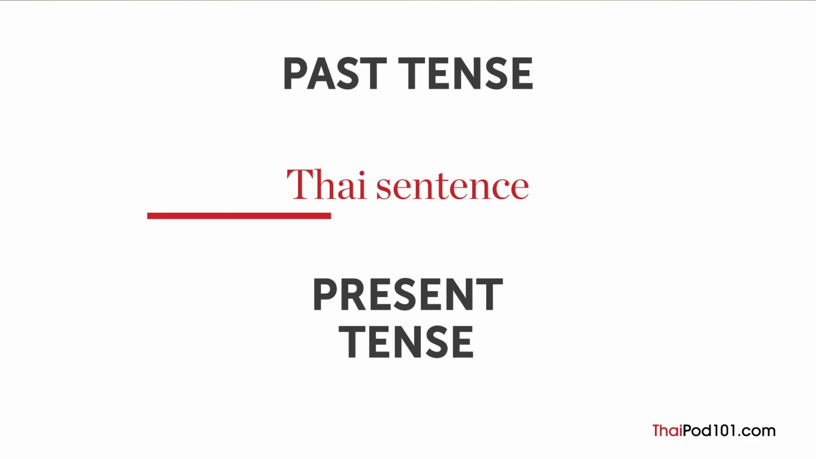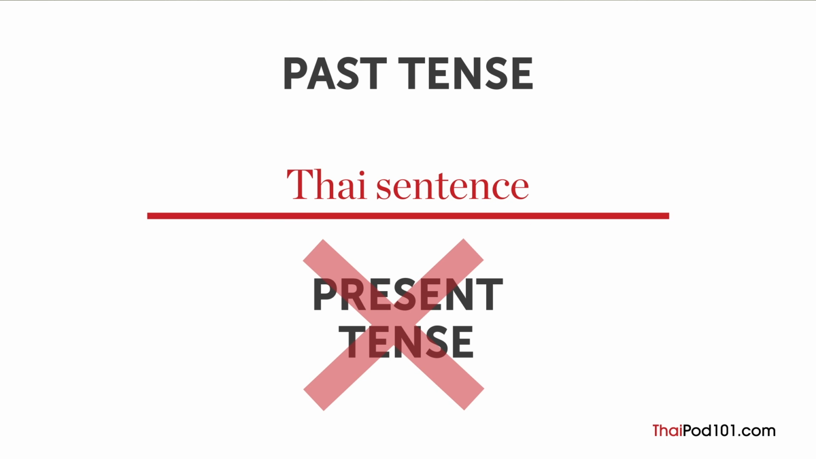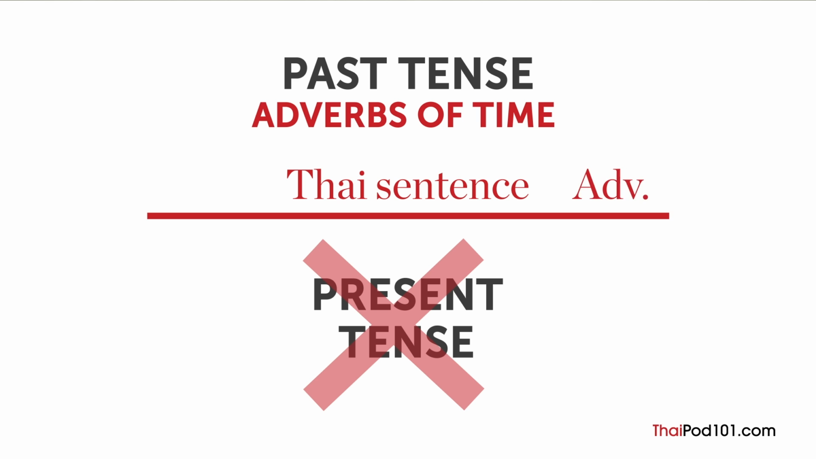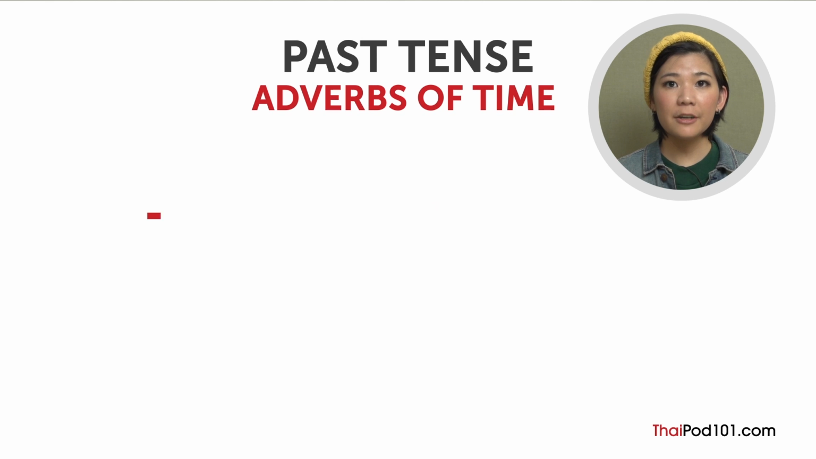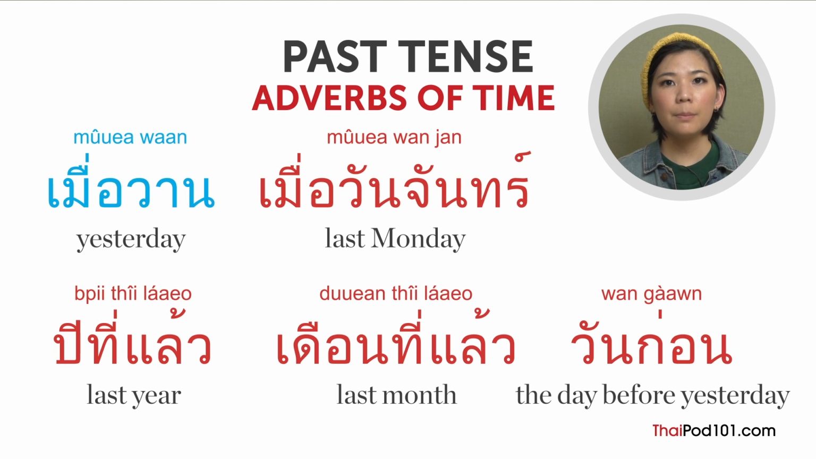To address the past and to distinguish it from the present tense, we use adverbs of time, either at the beginning or end of the sentence. Adverbs of time include เมื่อวาน, yesterday, เมื่อวันจันทร์, last Monday, ปีที่แล้ว, last year, เดือนที่แล้ว, last month, and วันก่อน, the day before yesterday.